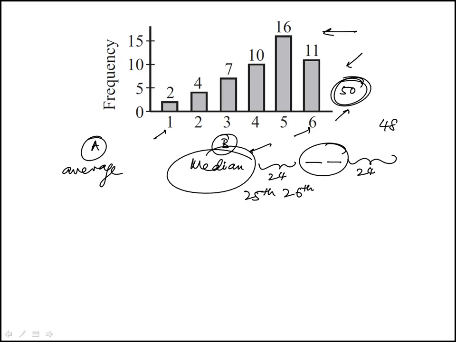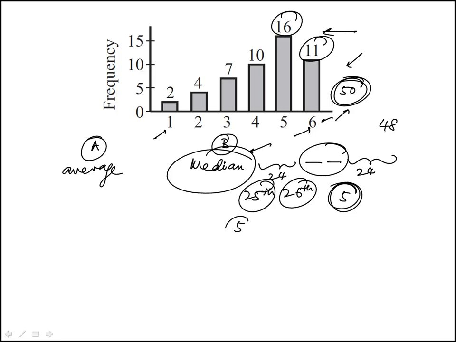I'm going to count from here. The first 11 data points are 6, and then the next 16 are 5. So that's a total of 27. So the 25th and 26th data points are both 5, and their average is 5. So the median is 5.